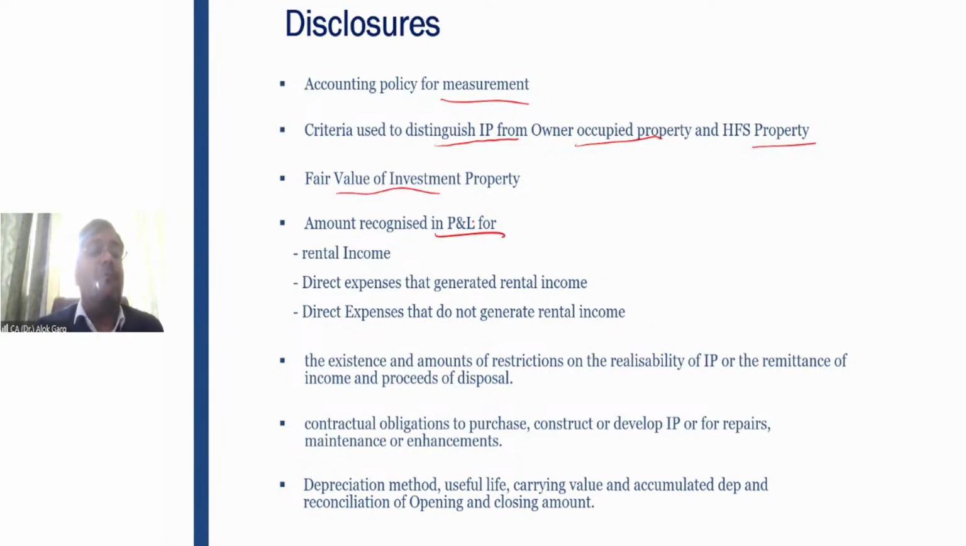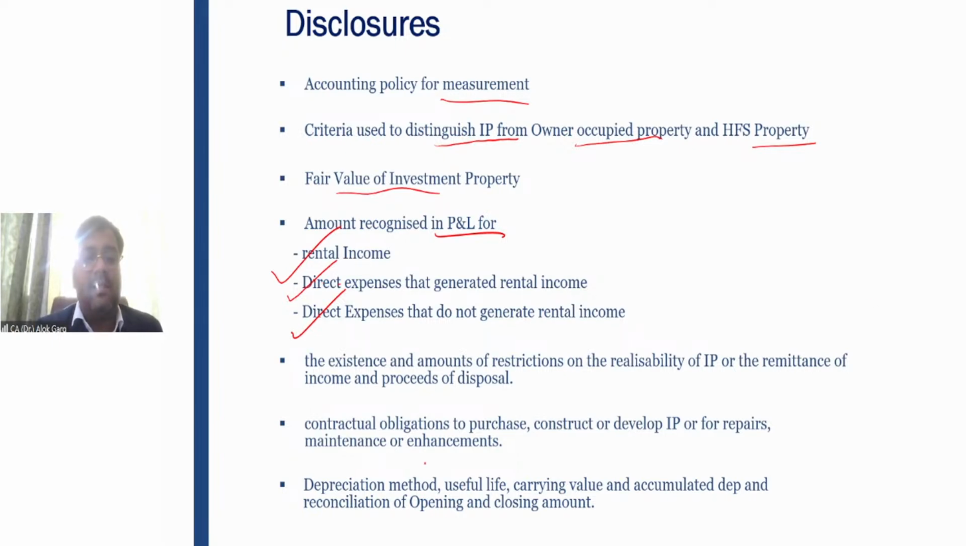In the P&L, you have to separately disclose the rental income if it is there, and the expenses incurred for generating rental income, right? Also the direct expenses that do not generate rental income. For example, there are maintenance expenses on investment property, but there is no income from it. So that has to be shown separately, right?